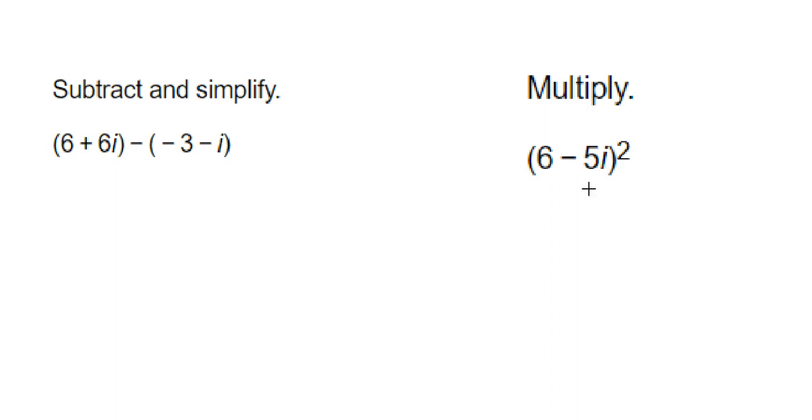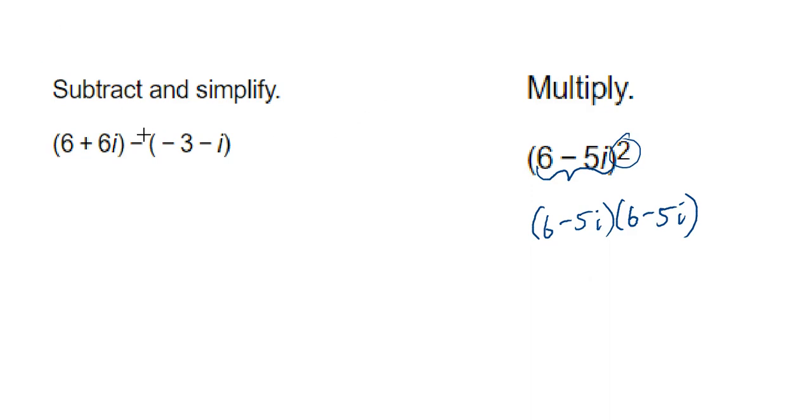Before you pause the video, what you're going to do with this square is you can't distribute it because you're subtracting here. You can't distribute it. You have to take the base, which is 6 minus 5i, and multiply it to itself twice. So you write it out like this. You're going to have to FOIL that. So go ahead and pause the video. Simplify this. See what results you come up with. Then resume the video to see if you came up with the right answer.